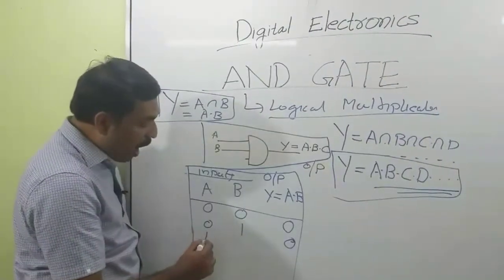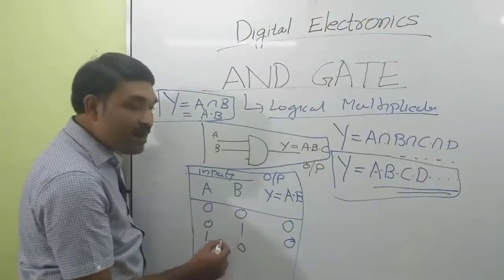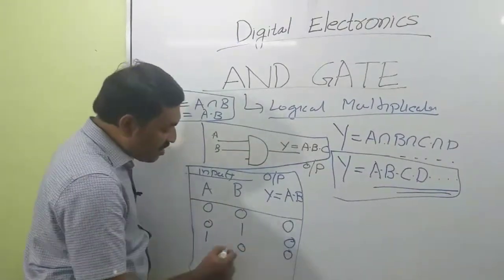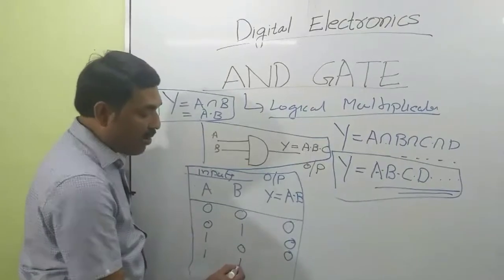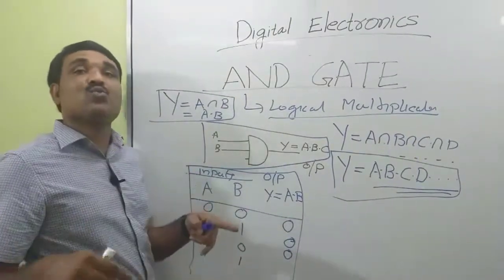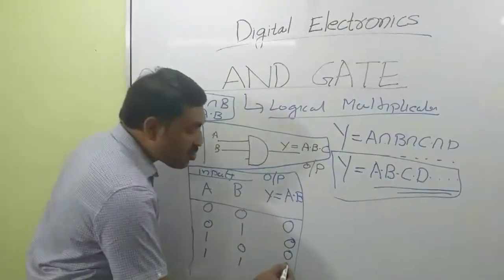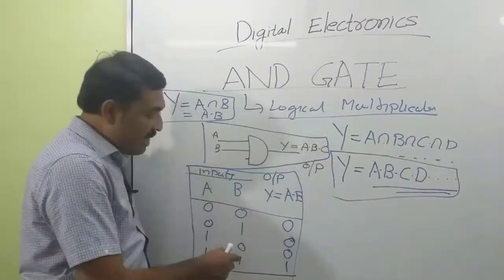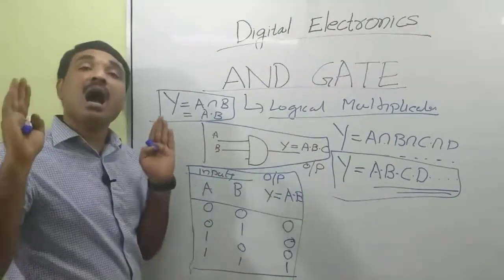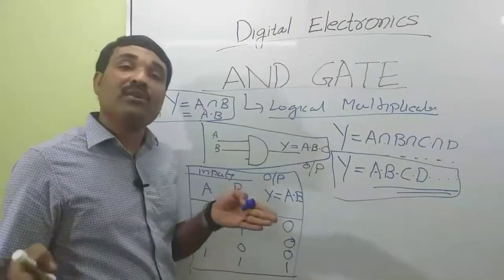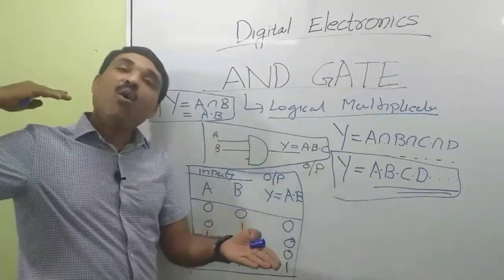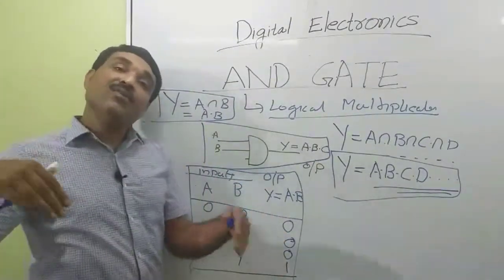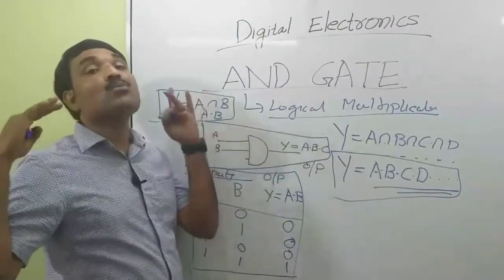Now A is 1 and B is 0. 1 dot 0 is equal to 0. Now both A and B are 1. 1 dot 1, so 1 intersection 1 is equal to 1. So the output will be high if both inputs are high. If we have n number of inputs, the output is high if all the inputs are high. If any of the inputs is low, then the output is low.